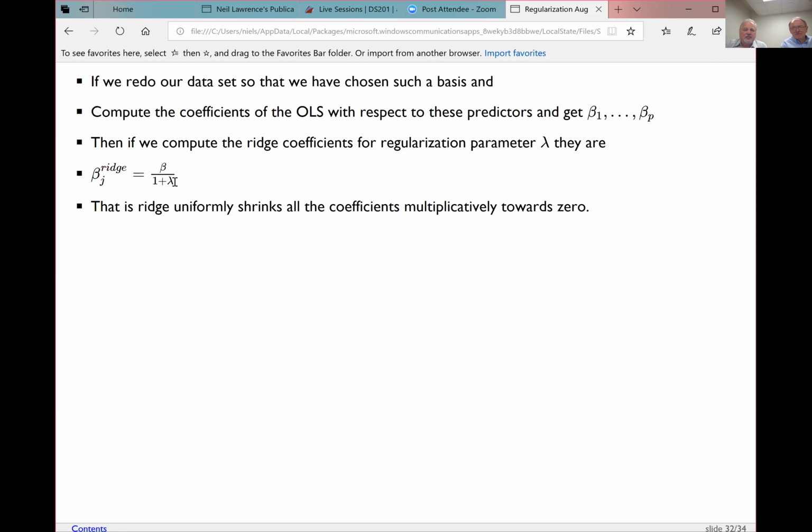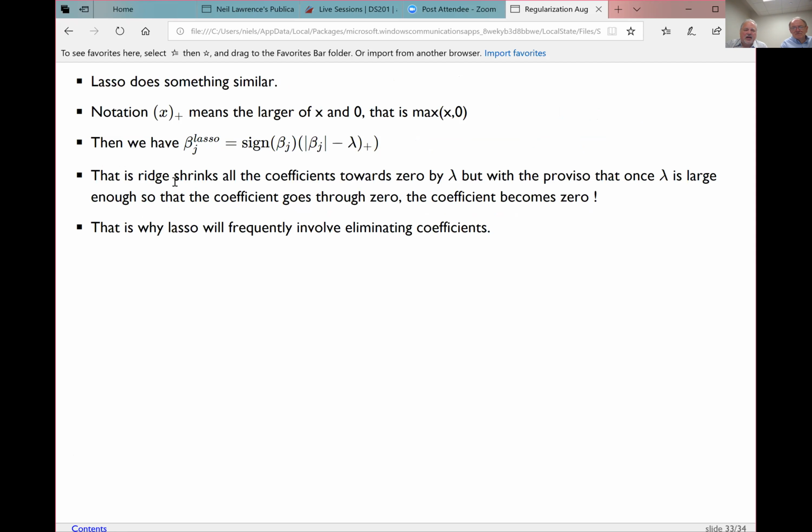Okay? And so you've got to ask me, what about lasso? Sorry, lasso. It's late for me. Lasso does something similar. So what happens to the lasso betas in this case? Well, it says you take the absolute value of your coefficient and subtract off lambda. As long as that's greater than 0, you do that. If it becomes 0 or less, you just replace it with 0. And then you get back the sign by multiplying by the sign.